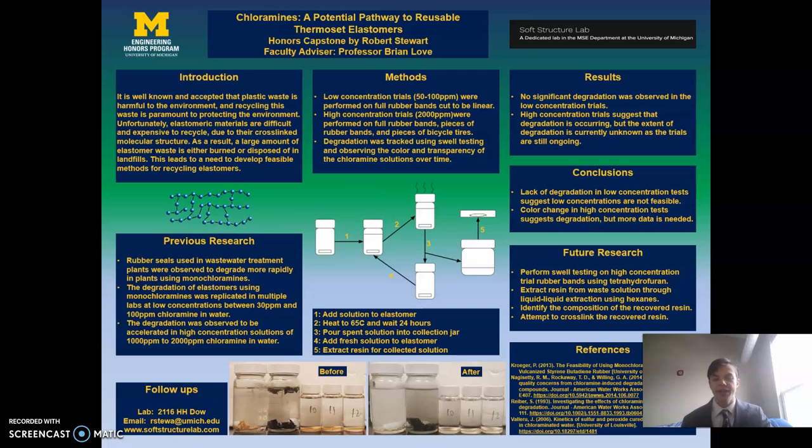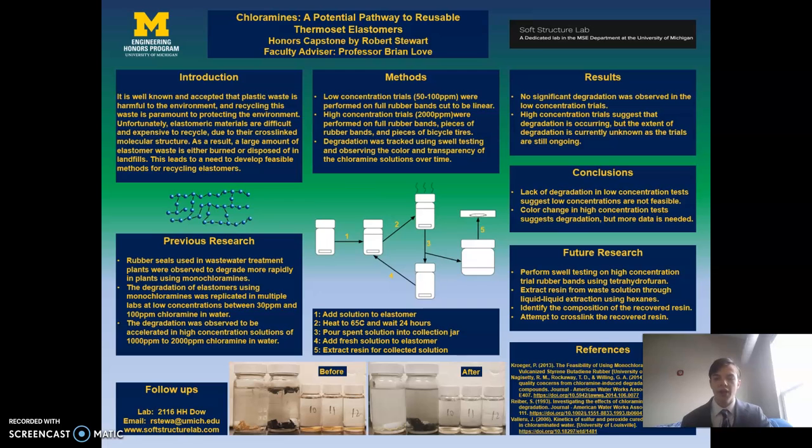Unfortunately, I was not able to see any significant degradation with the low concentration trials. I was able to determine this through something called swell testing. Swell testing is the process of taking some kind of elastomer, such as a rubber band, measuring its volume, and then submerging it in some kind of solvent, waiting for about 2 days to make sure it's completely saturated, and then measuring its volume again.